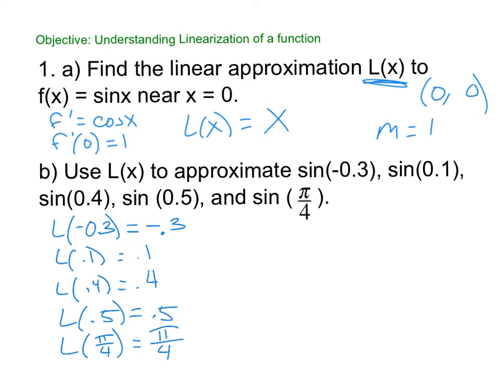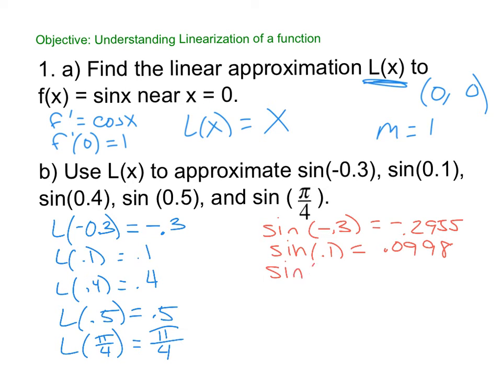Sine of negative 0.3 is negative 0.2955. So that's pretty accurate. Sine of 0.1 is 0.0998. So again, really accurate. Sine of 0.4 is 0.389. So we're getting a little less accurate. Sine of 0.5 is 0.479. So even more inaccurate.